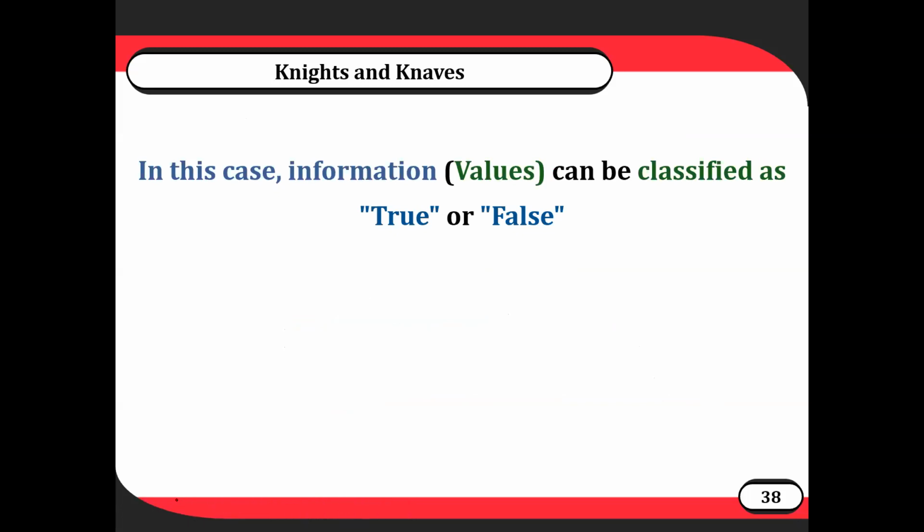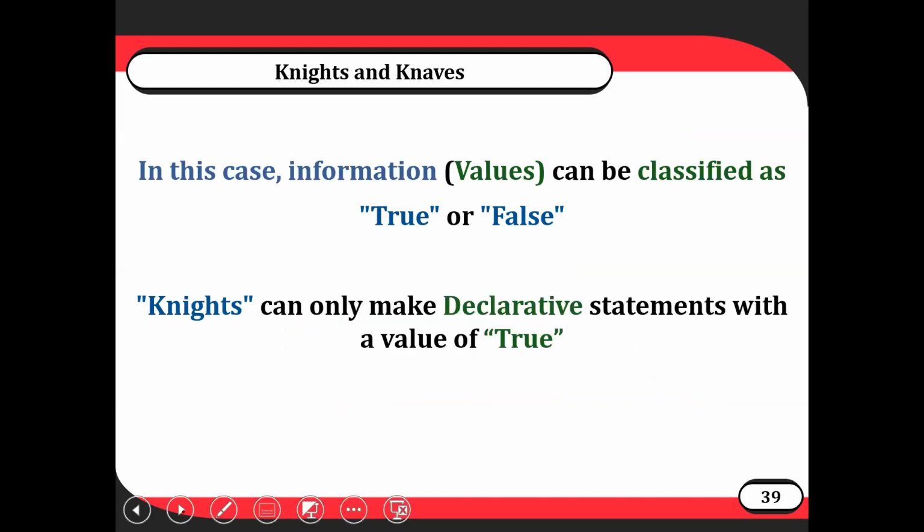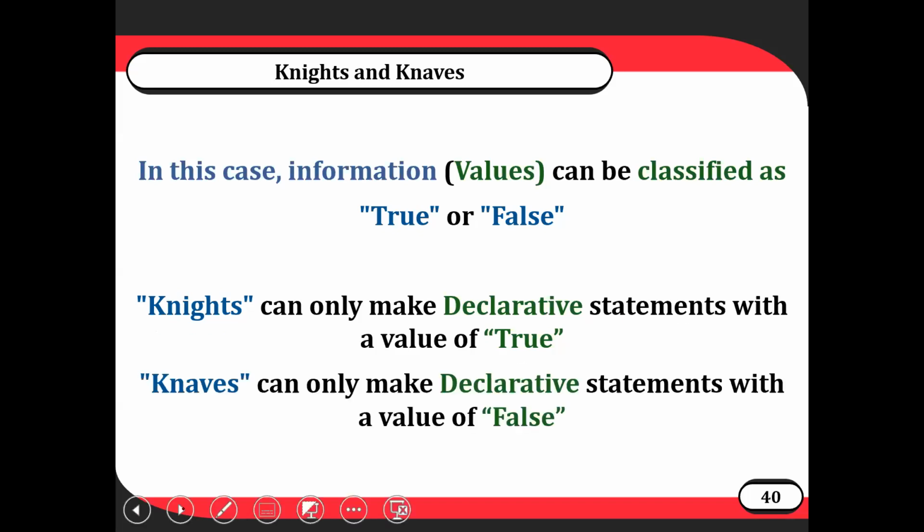Each of the inhabitants says something, and then we can say that the information they gave us is correct, or the information they gave us is incorrect. So they give us basically one bit of information, and then we can decide whether it's true or false. Using our model, we would say that knights can only make a declarative statement with a value of true, and knaves can only make a declarative statement with a value of false. So any information that comes from a knave is going to be incorrect, and any information that comes from a knight is going to be correct.